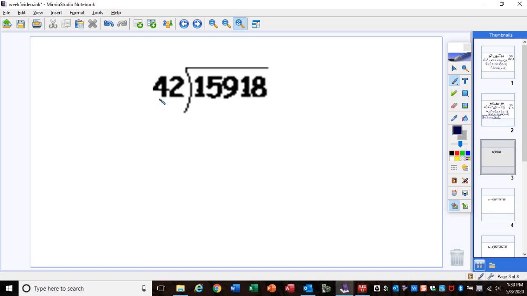All right, when you learned this a long time ago, you had to ask yourself, does 42 go into 1? Nope. Does 42 go into 15? Nope. Does 42 go into 159? Yes, it does. And I would say 3 times. So we're going to put the 3 right above the 9. That's the way my teacher had us do it.